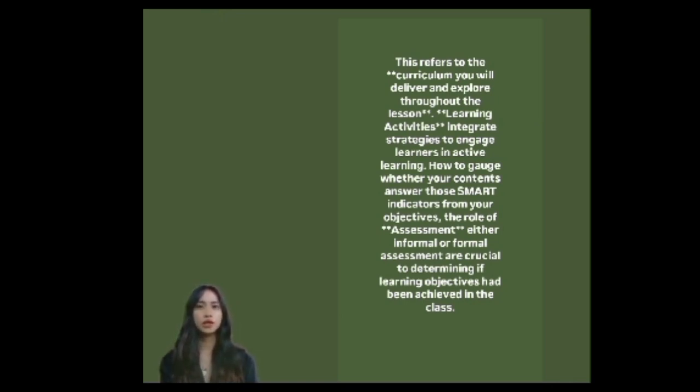Learning activities integrate strategies to engage learners in active learning and gauge whether your content answers the SMART indicators from your objectives. The role of assessments is either formal or informal. Assessments are crucial to determine if the learners' objectives have been achieved in the class.